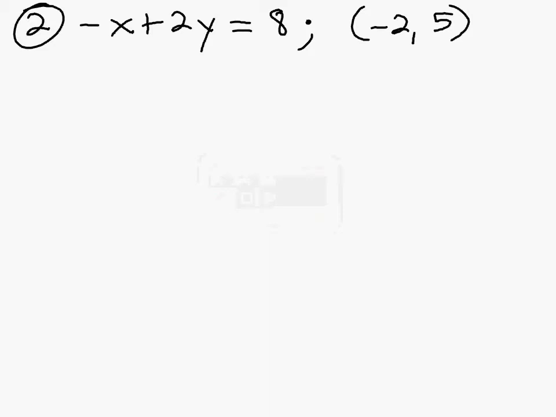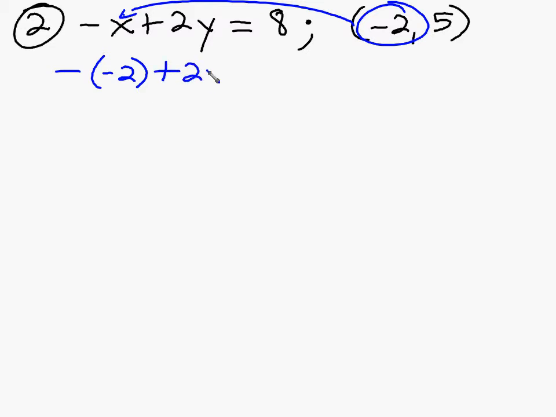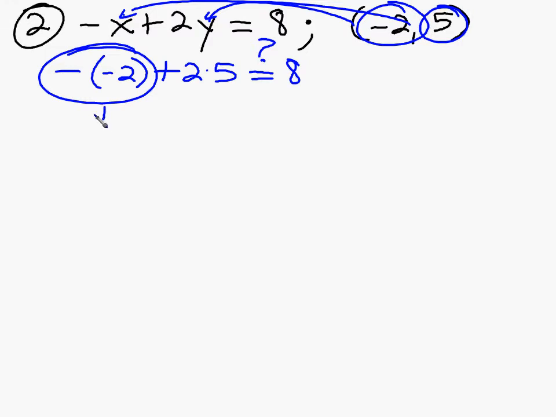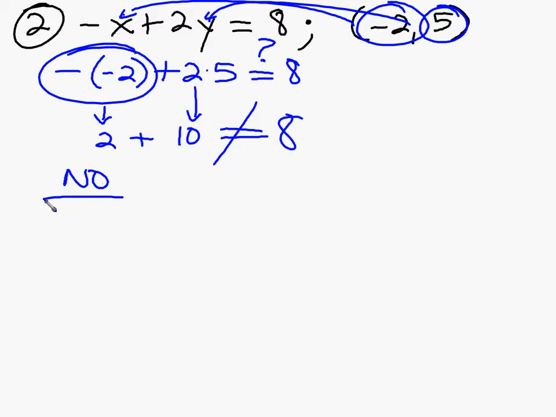All right, let's see how you did. This -2 gets plugged in for x. So the opposite of -2, plus 2 times whatever y is, which is 5. So I plug this 5 in for y. And I want to know, does that equal 8? The opposite of -2 is +2. 2 plus 10 is 12. That does not equal 8. So no, this one is not a solution.